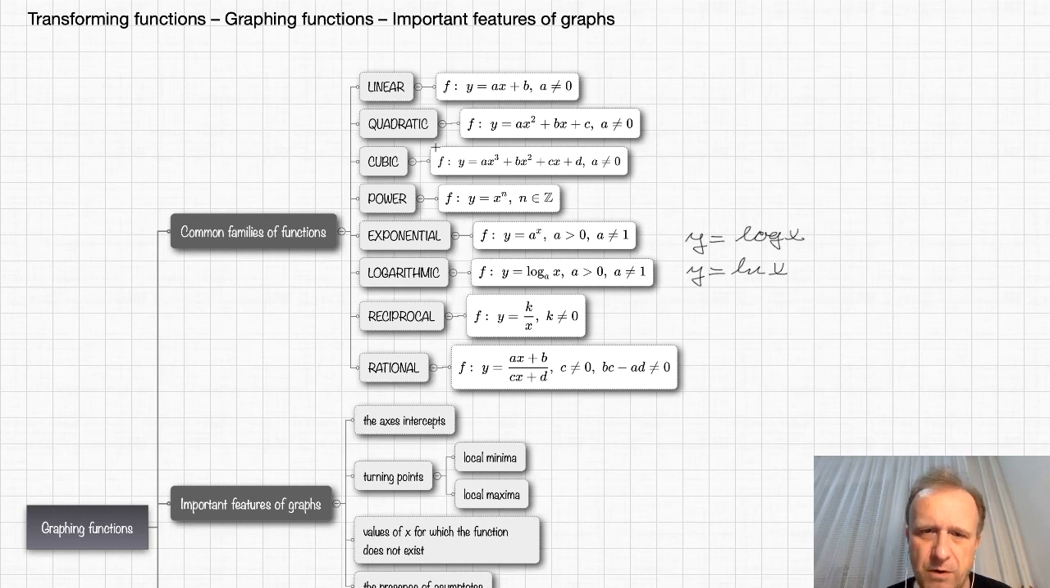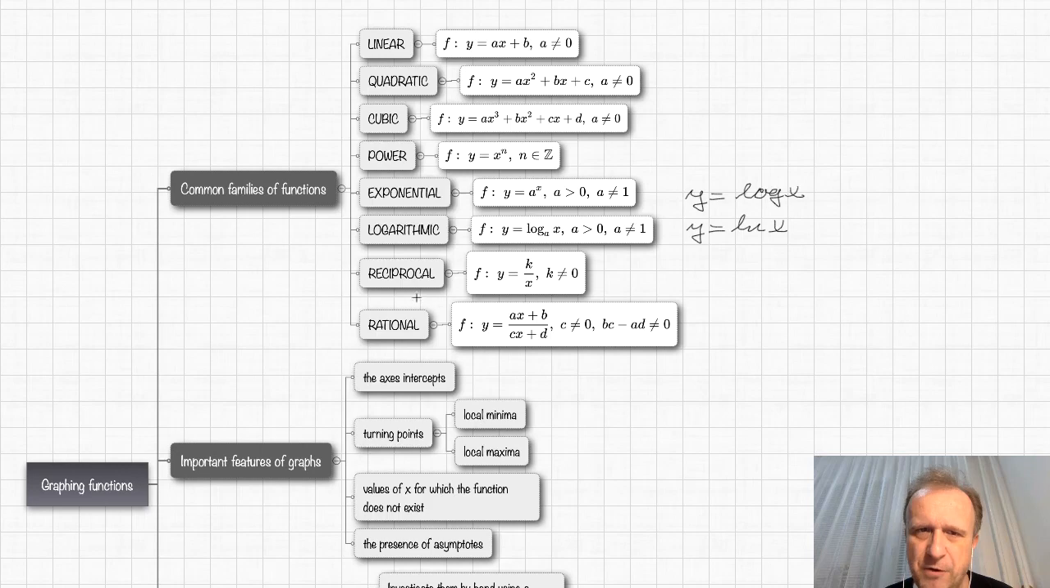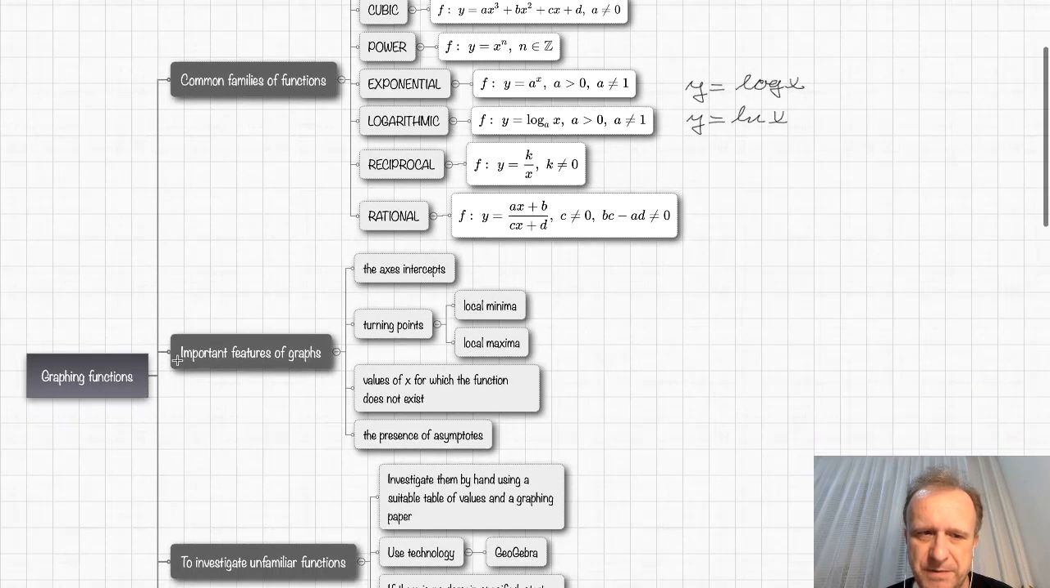Okay, so all of those functions were interesting, and we should be able to sketch their graphs just by drawing upon our knowledge about their characteristics, which should be available to us. But there are also some other functions, and this is what I'm going to talk about later on. But before I do, let me discuss for a while important features of graphs.